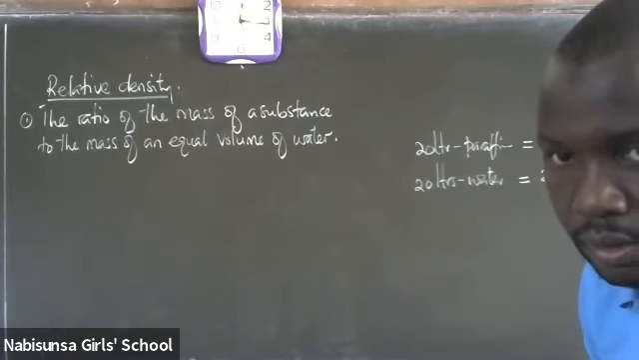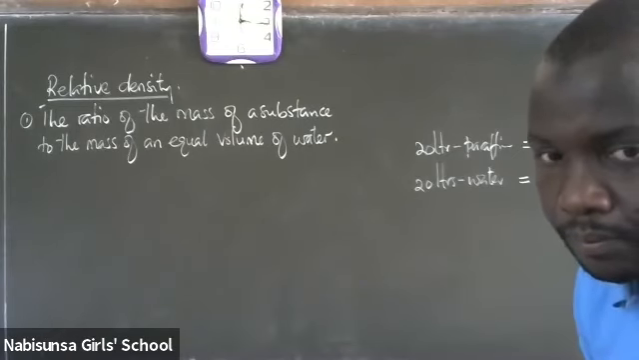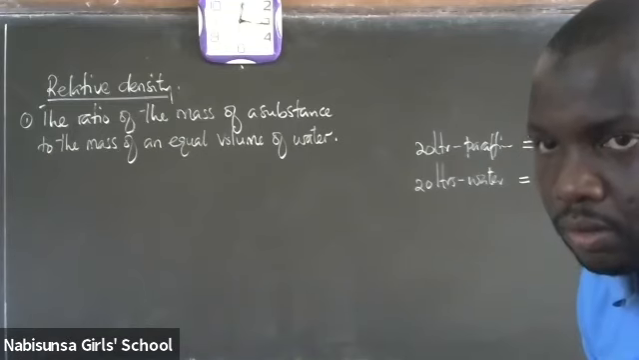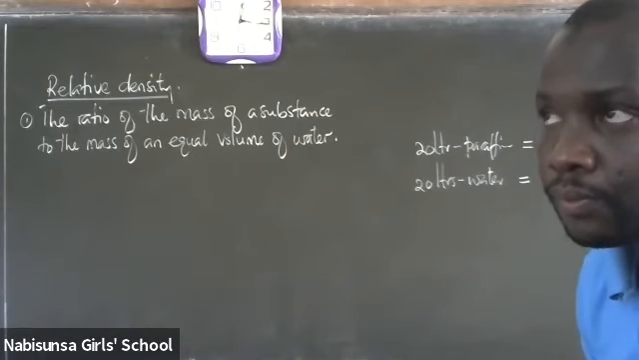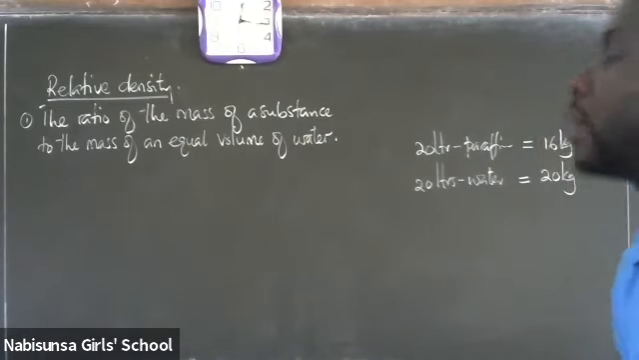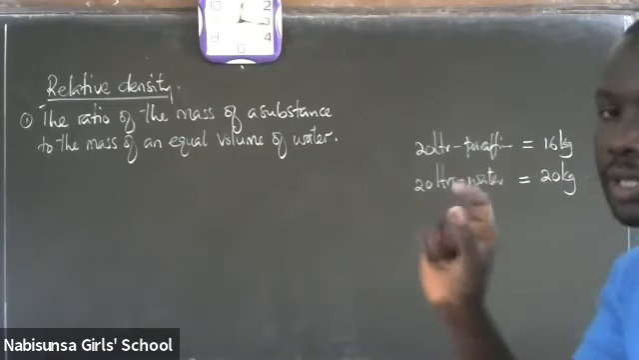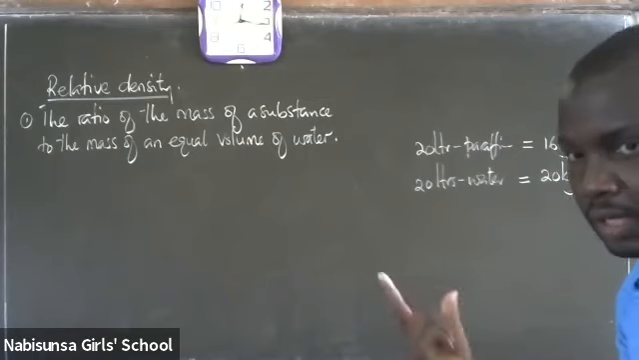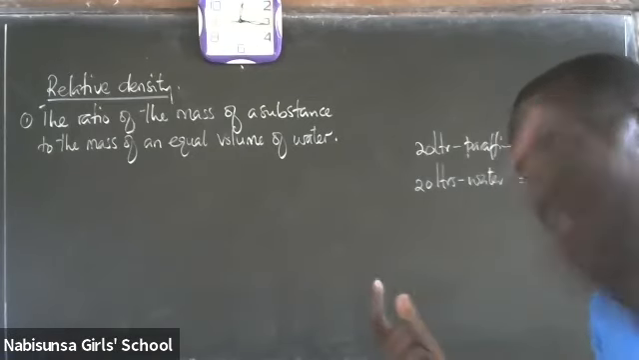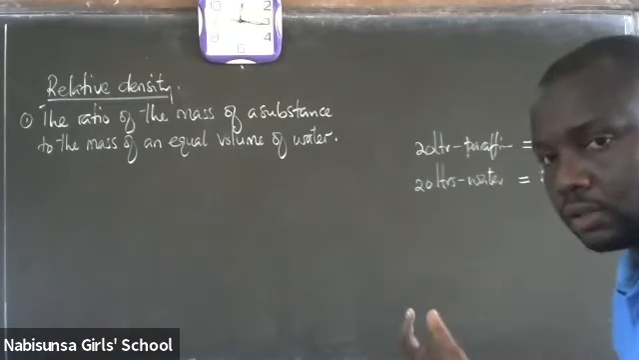Relative density is the ratio of the density of a substance to the weight of an equal volume of water. Okay. I think here you are just changing the word mass to weight. In this case, we shall consider them as being together. We shall see the relation. It is still fine.